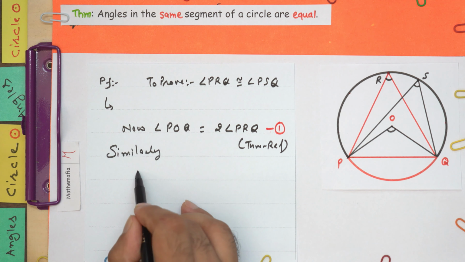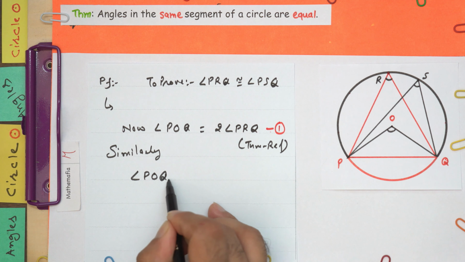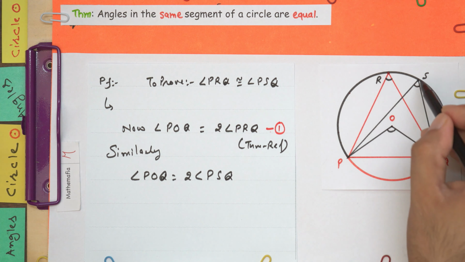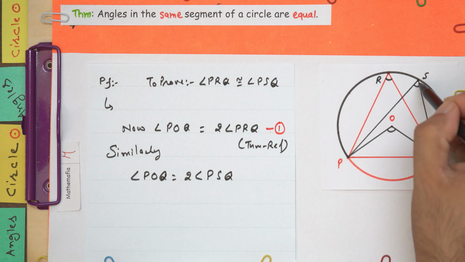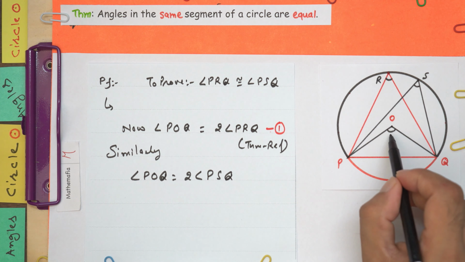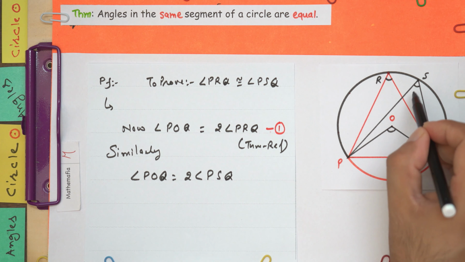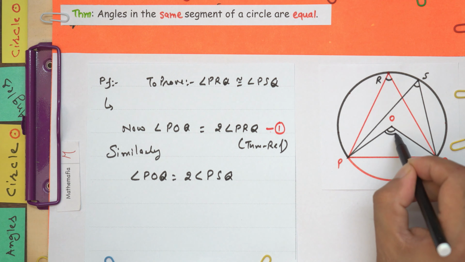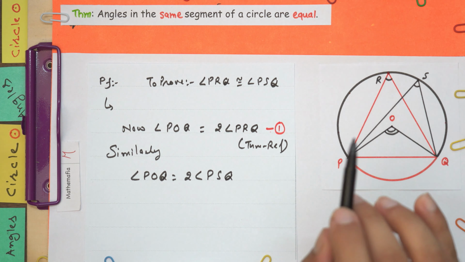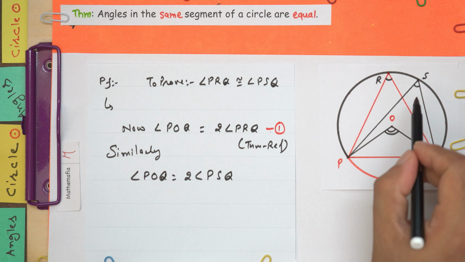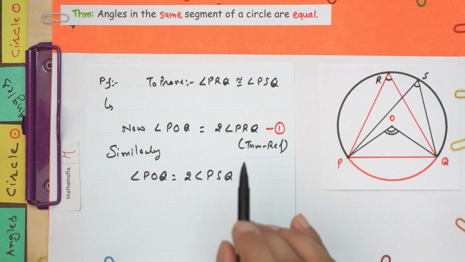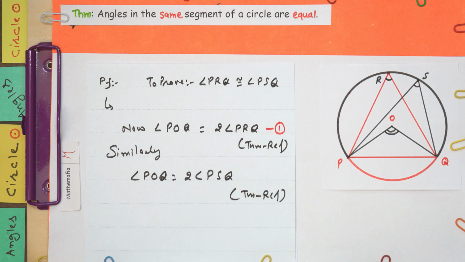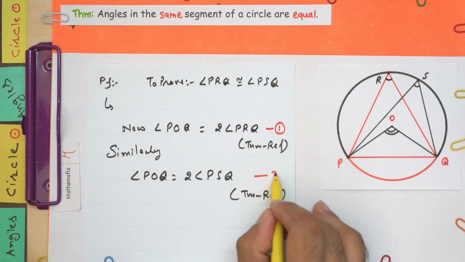Now similarly, angle POQ is 2 times angle PSQ as well. Since this angle is also made by this arc itself, this means the angle at the center will be 2 times angle S as well. In fact, I should make this center angle different from the other 2 angles since I have to prove these 2 to be equal. So this angle will be double of this angle, and the reason for that is the same as before, of which I have already given the link in the top right corner. Now I will call this equation as equation number 2.